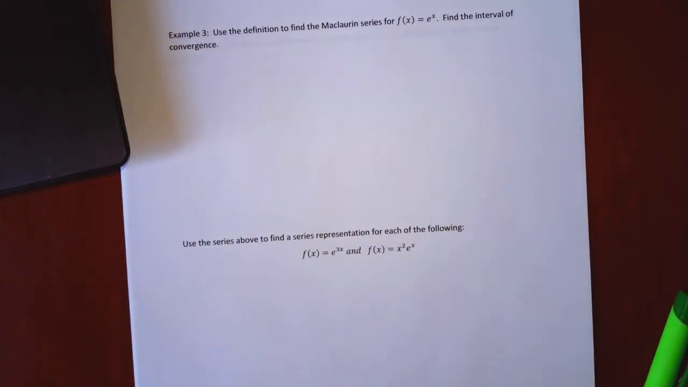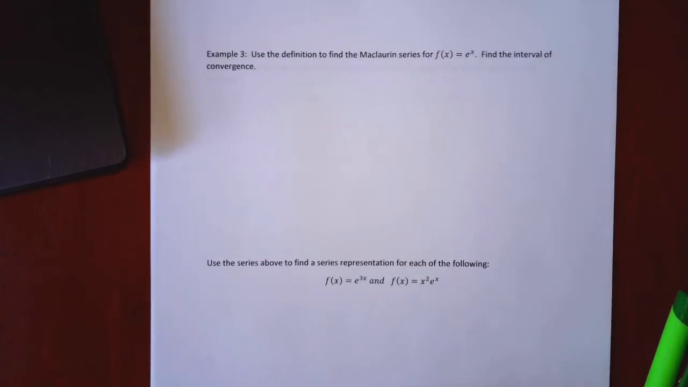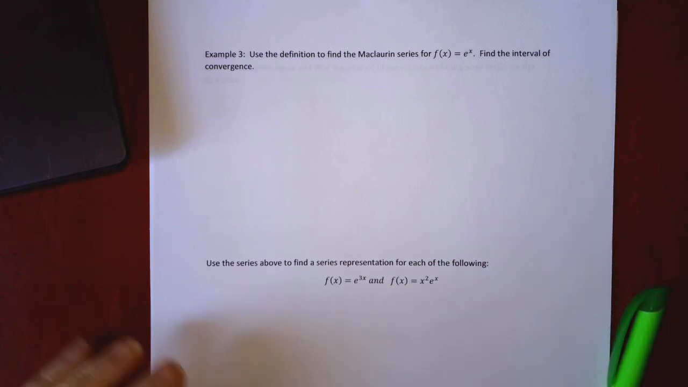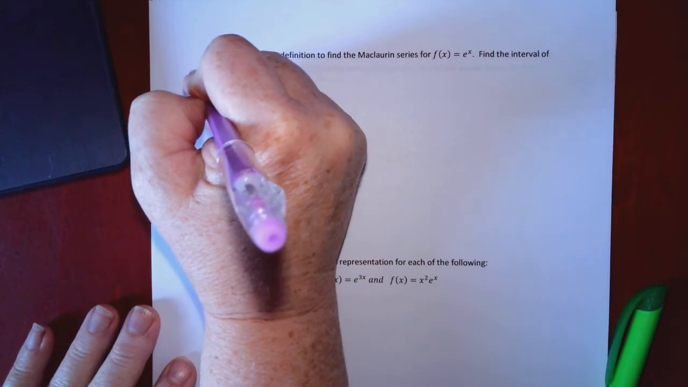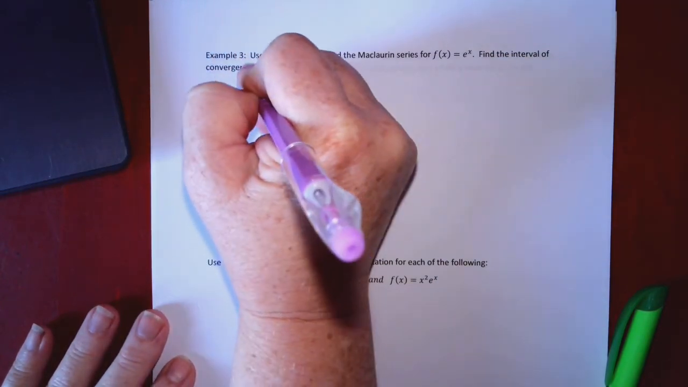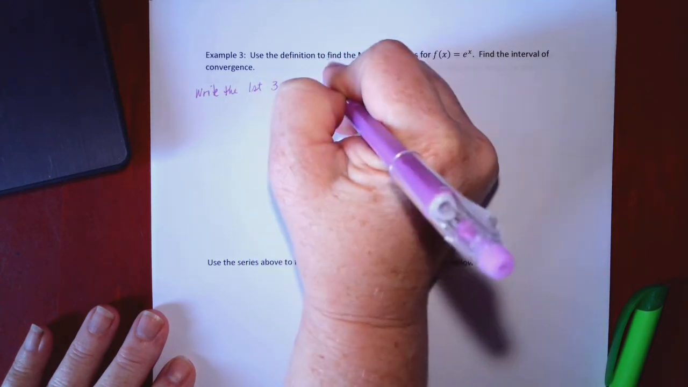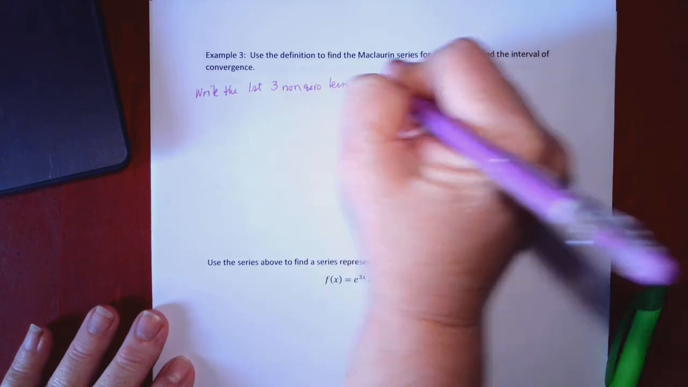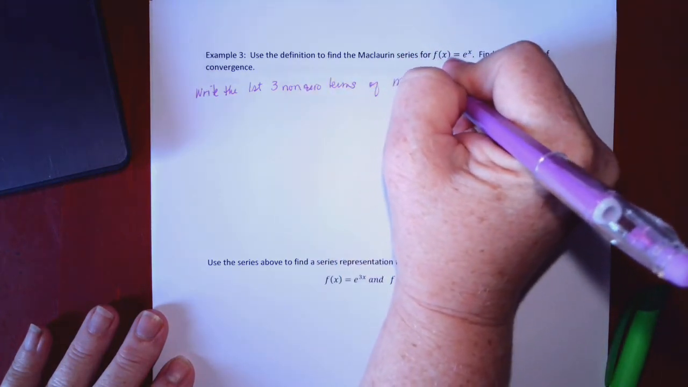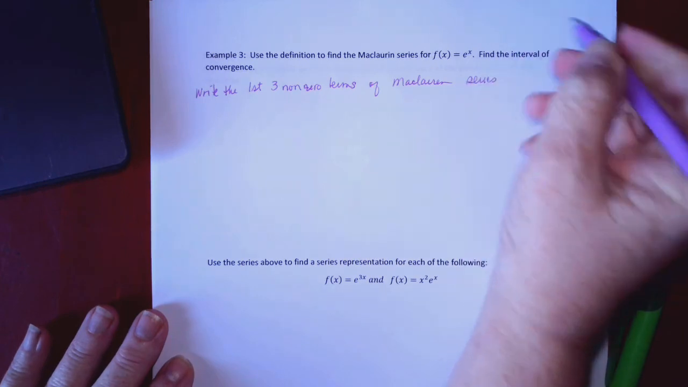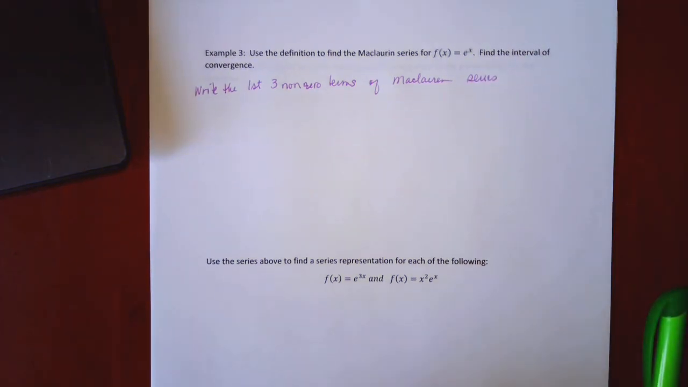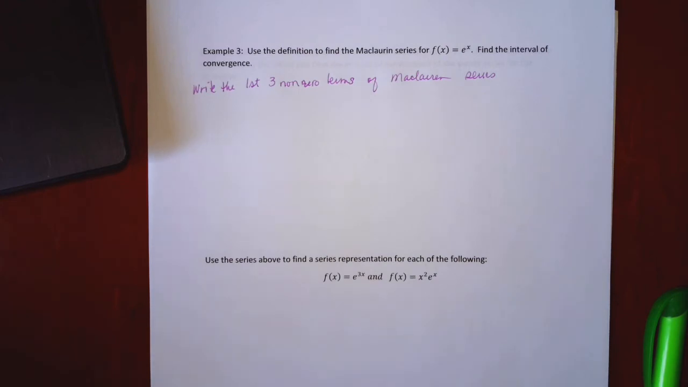So I want you guys to try one. I want you to use the definition, which is what we've been doing, to find the Maclaurin series for f of x equals e to the x. So the first thing I want you to do is write out the first 3 non-zero terms of the Maclaurin series, and then see if you can put it in summation notation, and then we'll talk about the interval of convergence in a minute. But I just want to give you a few minutes to work on those first 3 non-zero terms.